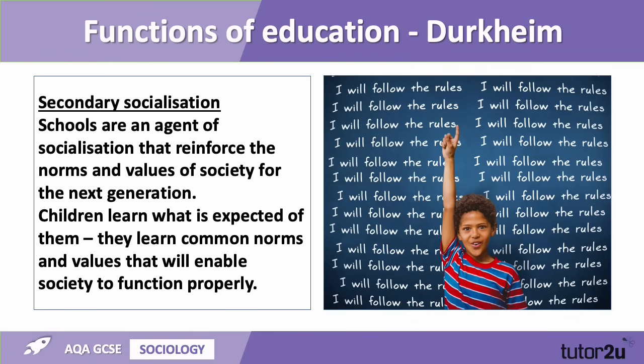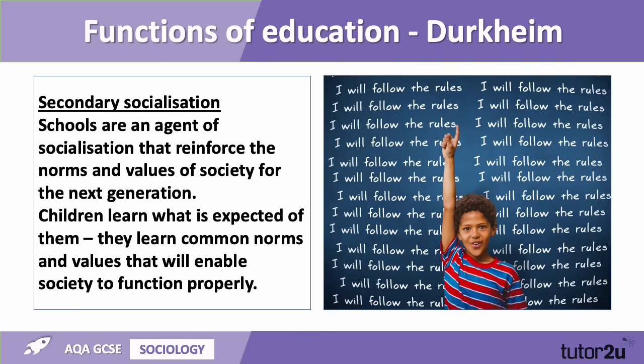But secondary socialisation is what takes over when children start going to school, in fact. So schools are an agent of socialisation. They reinforce the norms and values of society for the next generation. Now that is really important, particularly from those families where perhaps primary socialisation hasn't been as strong as it should have been.